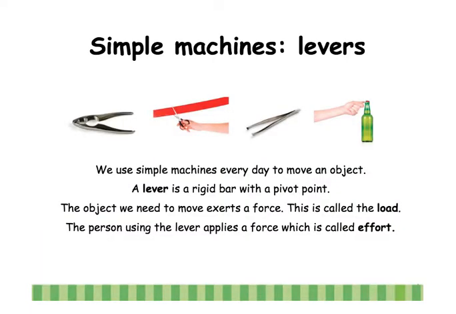So the first simple machine is a lever. We use simple machines every day to move an object. A lever is a rigid bar with a pivot point. The object we need to move exerts a force. This is called the load. The person using the lever applies a force which is called effort.